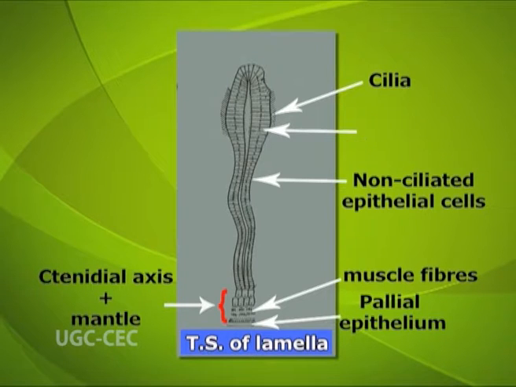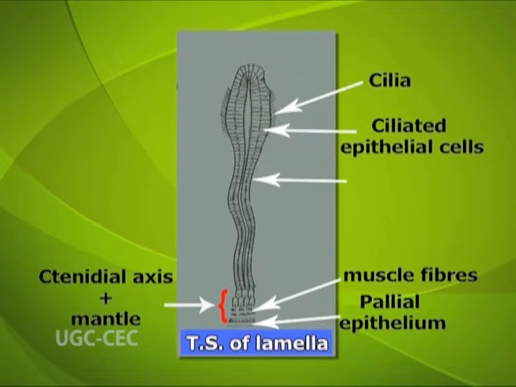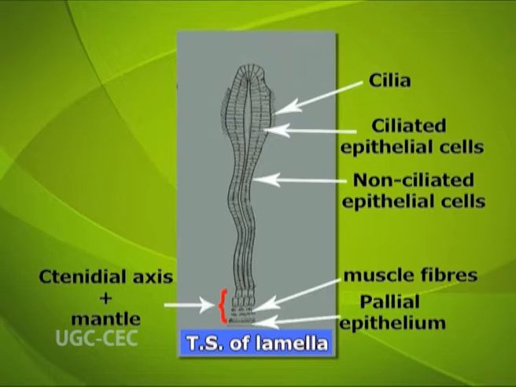The gill filaments are lined by ciliated epithelium towards the free end, and the basal portion is composed of non-ciliated epithelial cells and few granular cells.